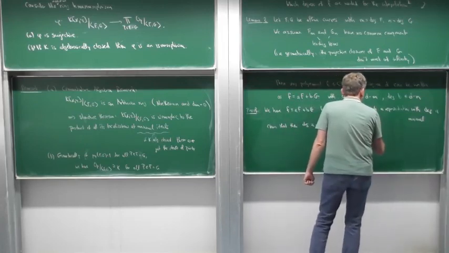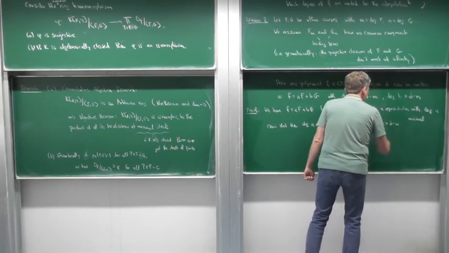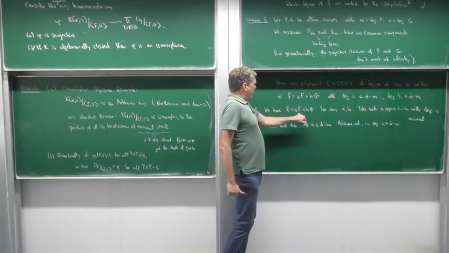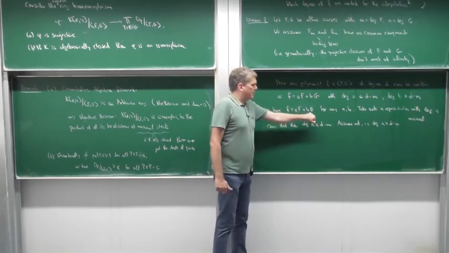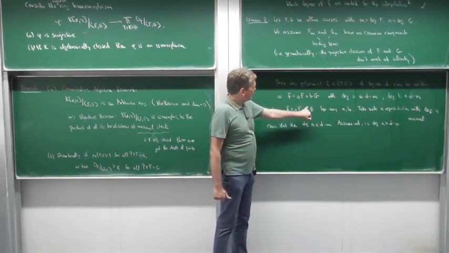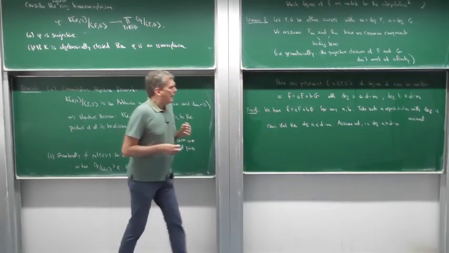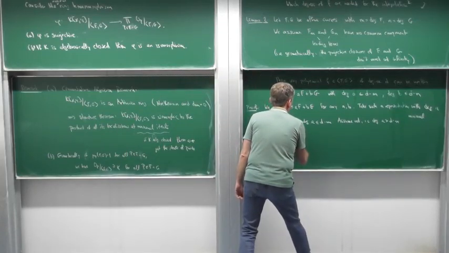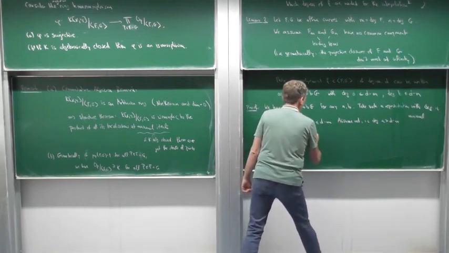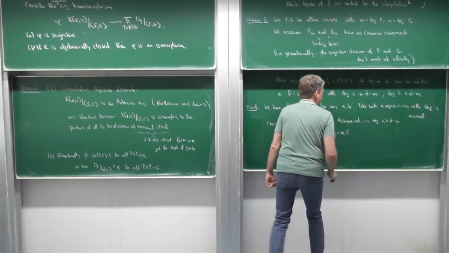So assume not, i.e. the degree of A is bigger than d minus m. That means that the degree of AF is bigger than d, and as this has degree d, there must be some cancellation in those two terms. So then the degree of A times F is greater than d minus m plus m, which is d, and that is the degree of F on the left-hand side.